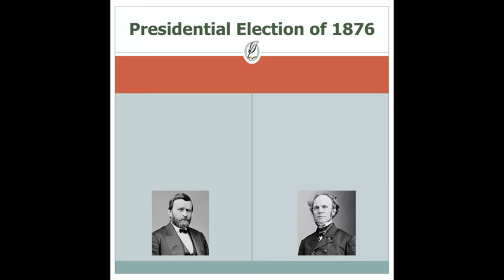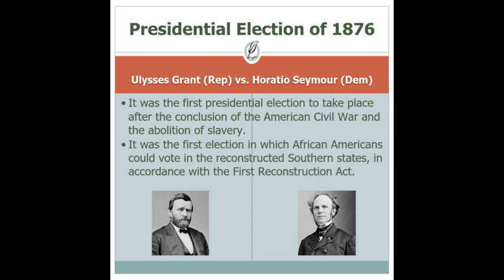So now let's talk about the presidential election of 1876. It's between Ulysses S. Grant and Horatio Seymour. Now I want you to make sure you understand the Democrats, those are the people who represented the Confederate States of America. Those are the ones that believed in states' rights, and they were the ones that wanted to continue slavery, while Republicans were the ones that wanted to end it.